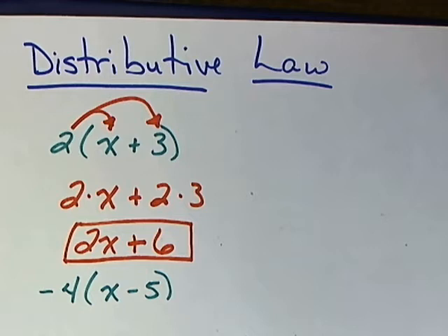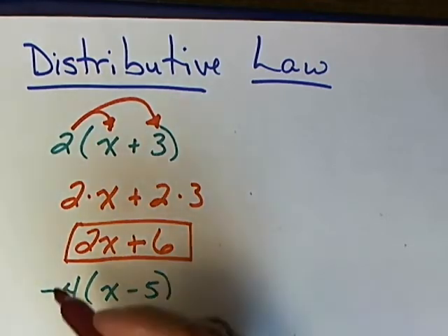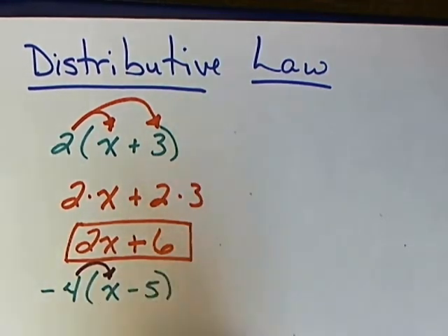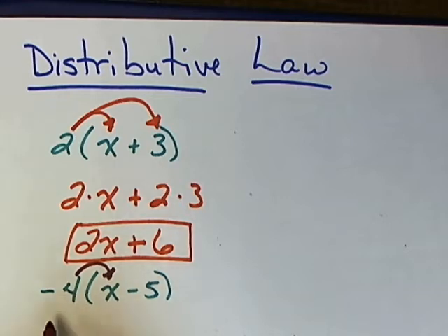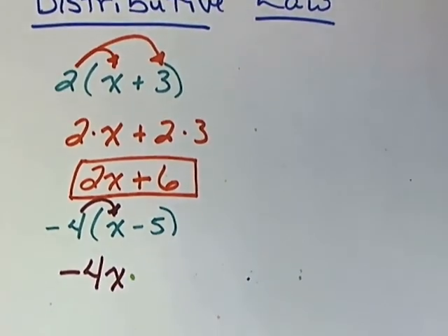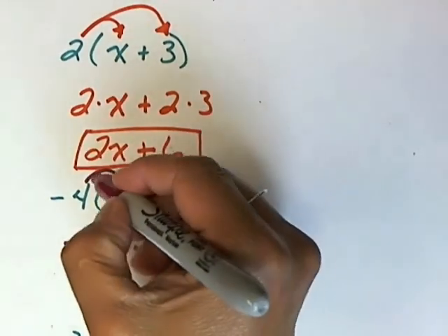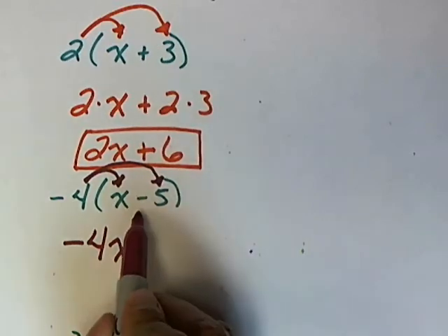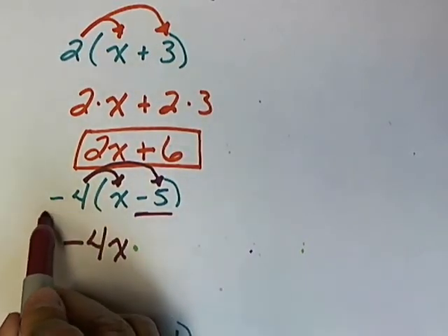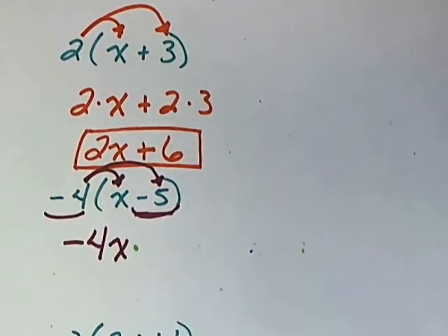We can do the exact same thing for this next problem. We have -4 times x minus 5. So you take the -4, the number outside the parenthesis, and distribute it or multiply it. -4x is written as such. And -4, now here you have to be careful. Remember, the sign in front of the term goes with the term. So this is a -4 times a -5.